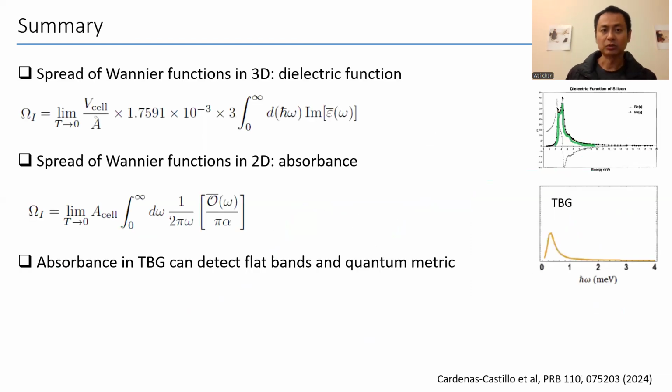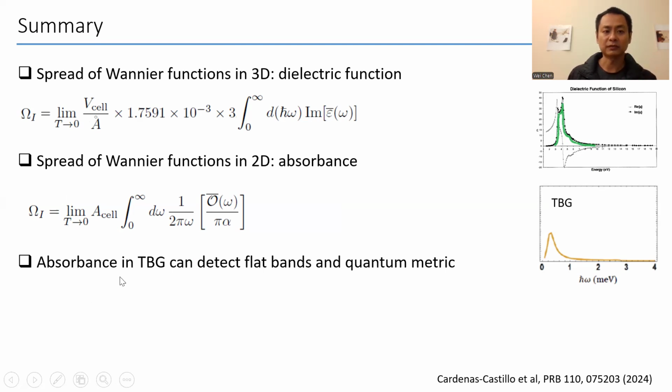So to conclude, basically we're proposing several optical sum rules. For 3D, you can detect the spread of Wannier functions by the frequency integration of the imaginary part of the dielectric function and multiplying it by the correct units, and you get a spread without any fitting parameter. And for 2D, the corresponding experimental technique is the absorbance divided by frequency and then integrated over frequency. That way you can also figure out the spread.